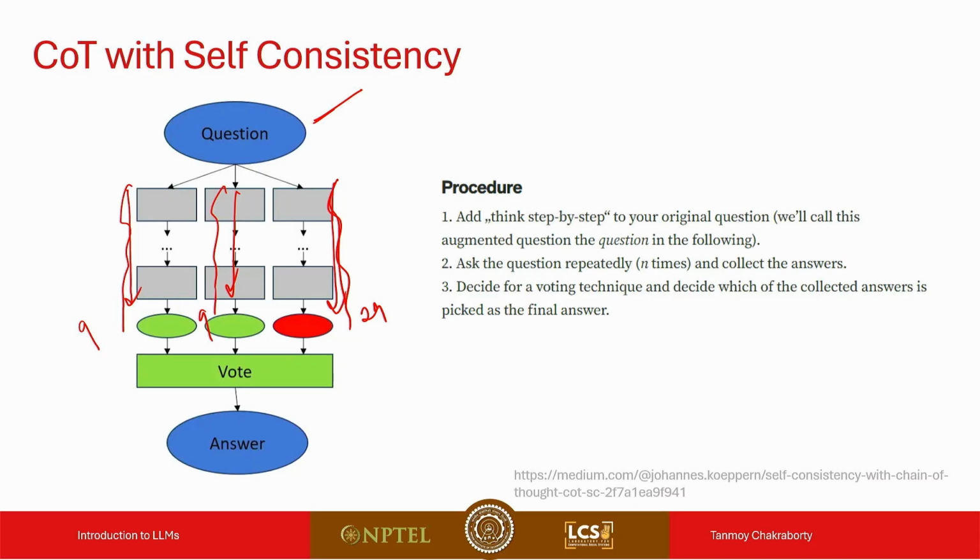And of course this is not as simple. If you want to look at the paper, they also had some sort of module which decides which chain one should essentially pick.